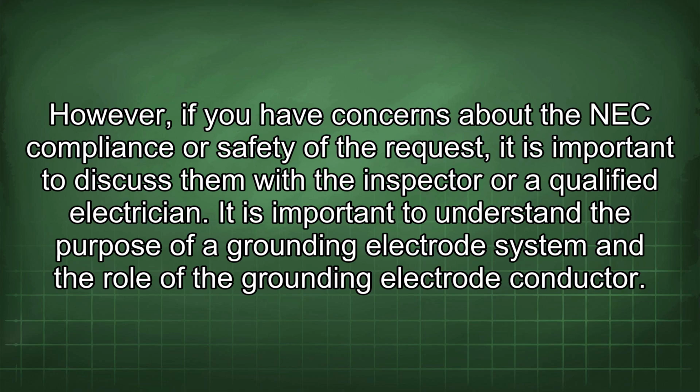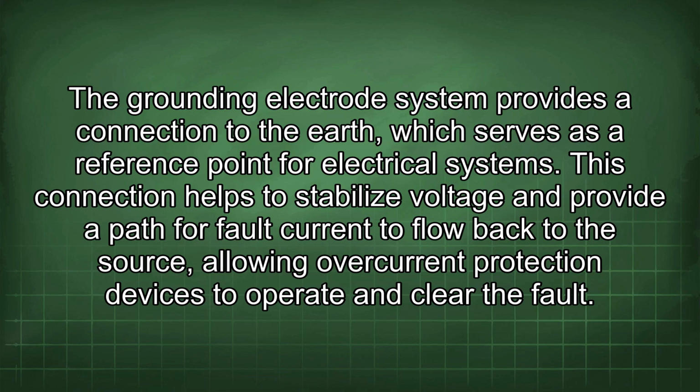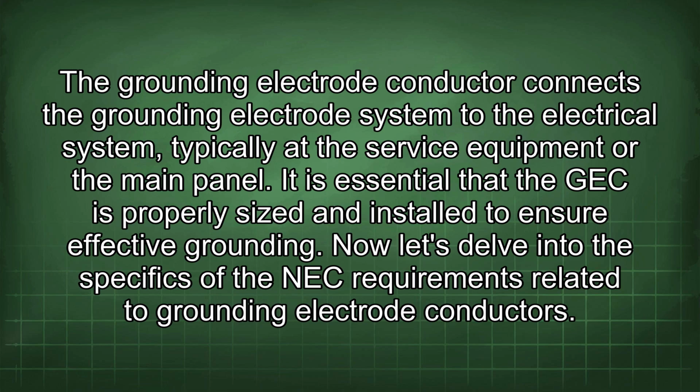It is important to understand the purpose of a grounding electrode system and the role of the grounding electrode conductor. The grounding electrode system provides a connection to the earth, which serves as a reference point for electrical systems. This connection helps to stabilize voltage and provide a path for fault current to flow back to the source, allowing overcurrent protection devices to operate and clear the fault. The grounding electrode conductor connects the grounding electrode system to the electrical system, typically at the service equipment or the main panel. It is essential that the GEC is properly sized and installed to ensure effective grounding.